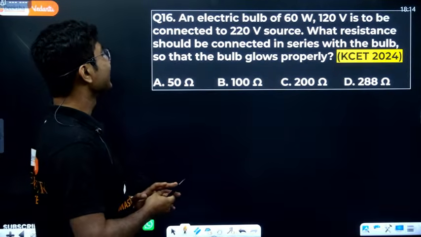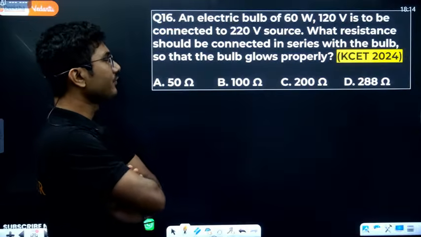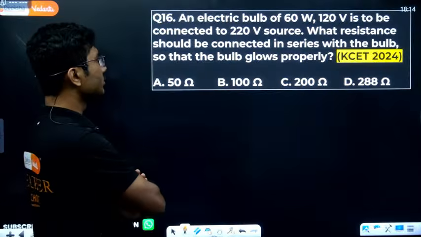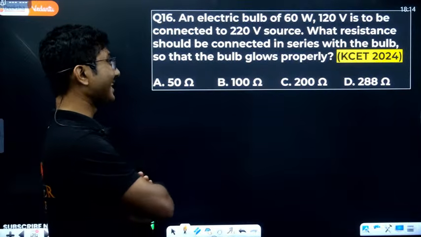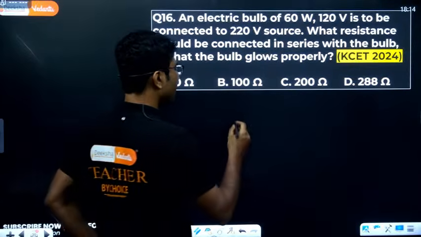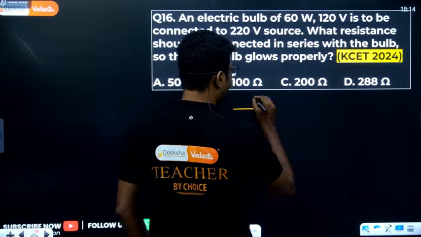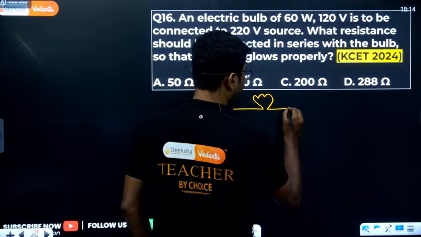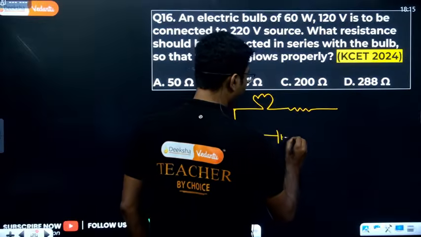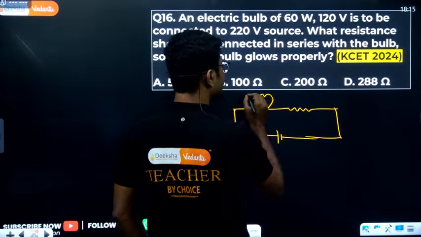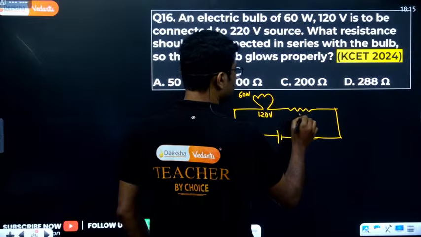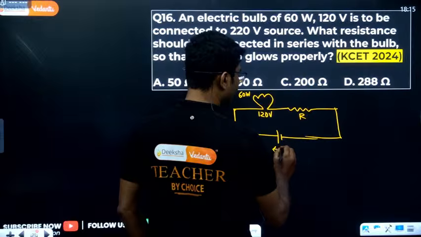Now question number 16. An electric bulb of 60 watt 120 volt is to be connected to a 220 volt source. What resistance should be connected in series with the bulb so that the bulb glows properly? So here we have a bulb, which is connected to some battery. The power rating of the bulb is 60 watt 120 volt. This is the resistance and the supply voltage is 220 volt.